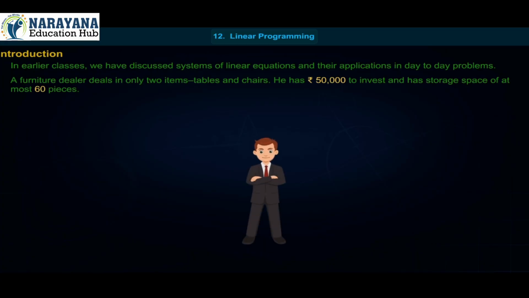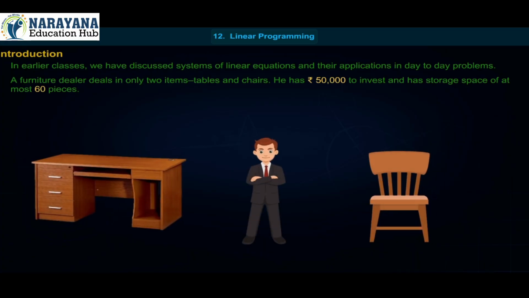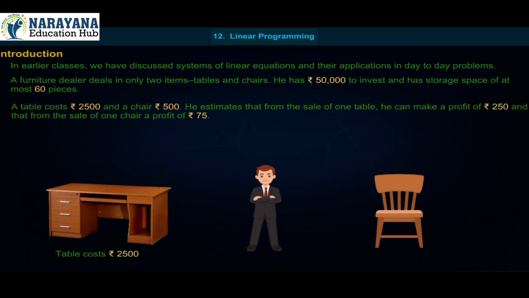A furniture dealer deals in only two items, tables and chairs. He has rupees 50,000 to invest and has storage space of at most 60 pieces. A table costs rupees 2,500 and a chair rupees 500. He estimates that from the sale of one table, he can make a profit of rupees 250 and from the sale of one chair a profit of rupees 75.